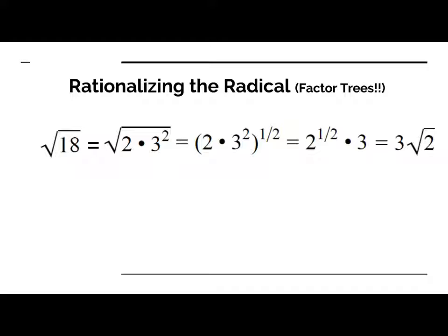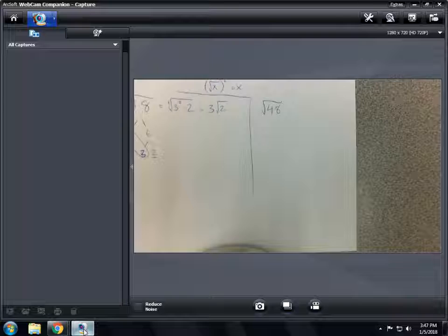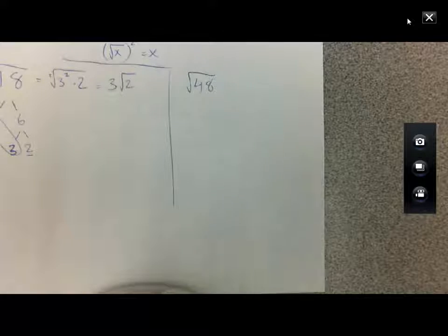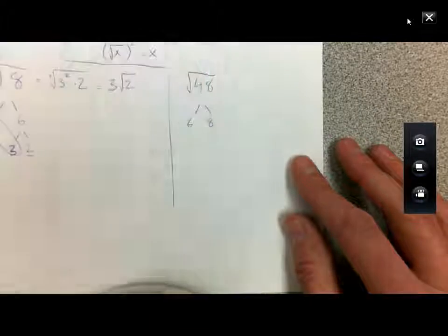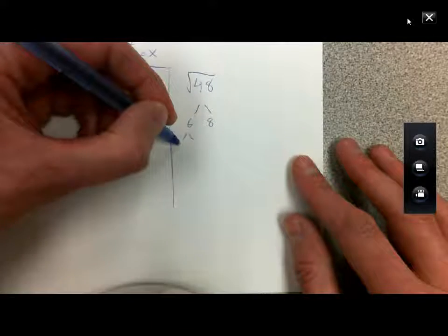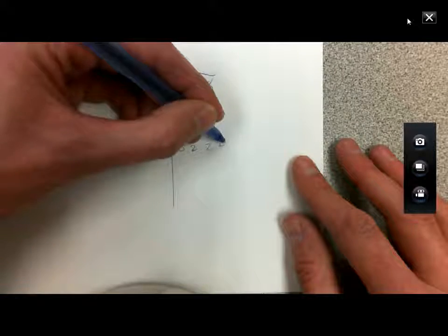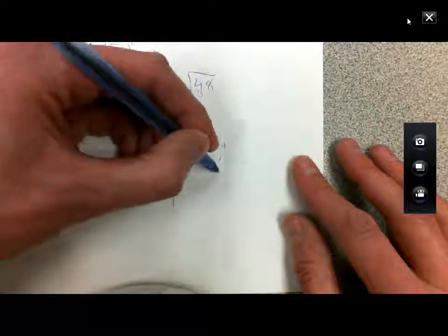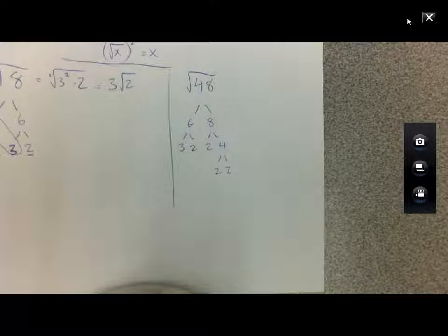Let's do another one. Square root of 48. So I'm going to go back to my document camera, and I'm going to do a factor tree for 48. So I'm trying to find the square root of 48. I need 2 factors of 48. 6 times 8 is 48. Neither of those are prime. 3 times 2 is 6. 2 times 4 is 8. And 2 times 2 is 4. So I have my prime factors. I've made a prime factorization.